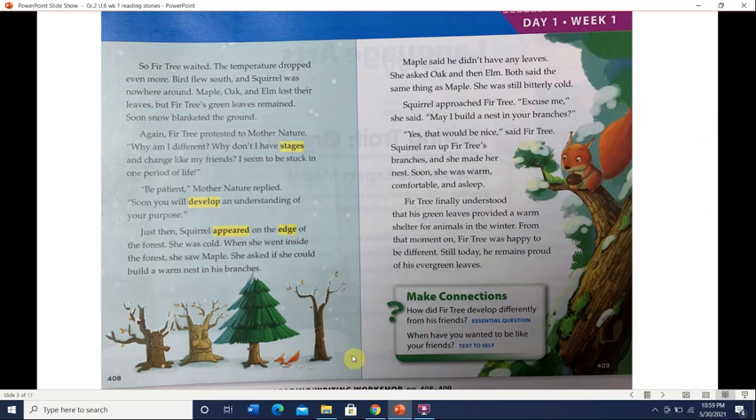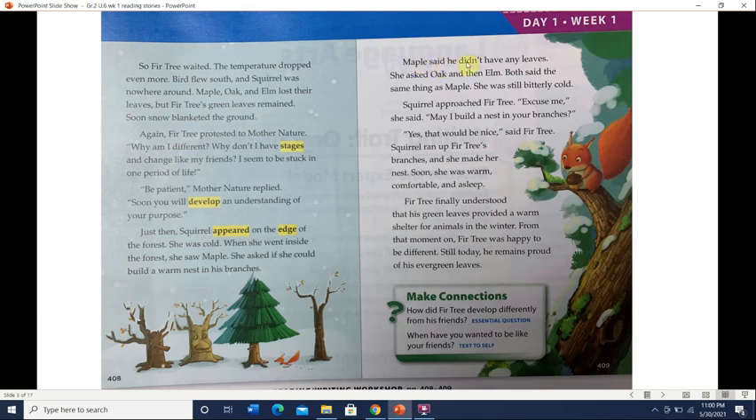If you guys don't know, this is a squirrel. Okay, if you cannot remember, this is a closer picture of a squirrel. Okay, so Squirrel came from the edge of the forest and she was very cold. What did she do? She went to Maple tree, and she asked, can I build a warm nest in your branches? Okay, you guys know what branches are. The small brown parts that come out of a tree. Okay, so we have the big trunk, and then we have the branches that come out of the tree where the leaves usually grow on. Okay, so what did Maple say?